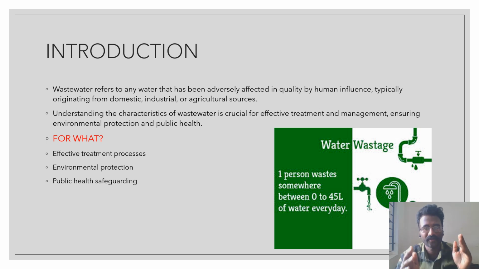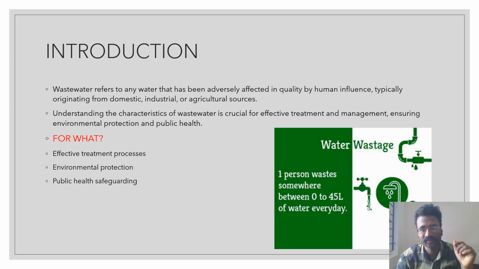Introduction. Wastewater refers to any water that has been adversely affected in quality by human influence, typically originating from domestic, industrial, or agricultural sources. So, why do we need to understand the characteristics of wastewater? Because it is crucial for effective treatment and management. We need to know the characteristics of wastewater to protect our environment and also public health.